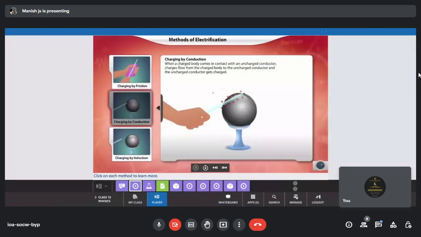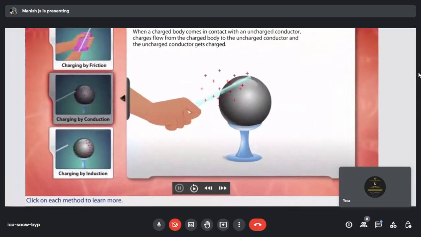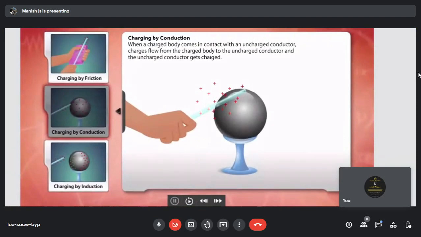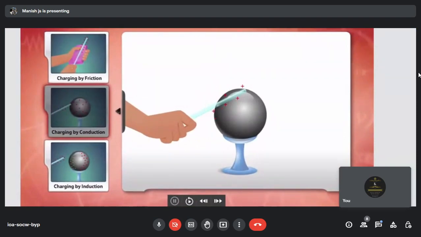When a charged body comes in contact with an uncharged conductor, charges flow from the charged body to the uncharged conductor, and the uncharged conductor gets charged. This method of charging is called charging by conduction.